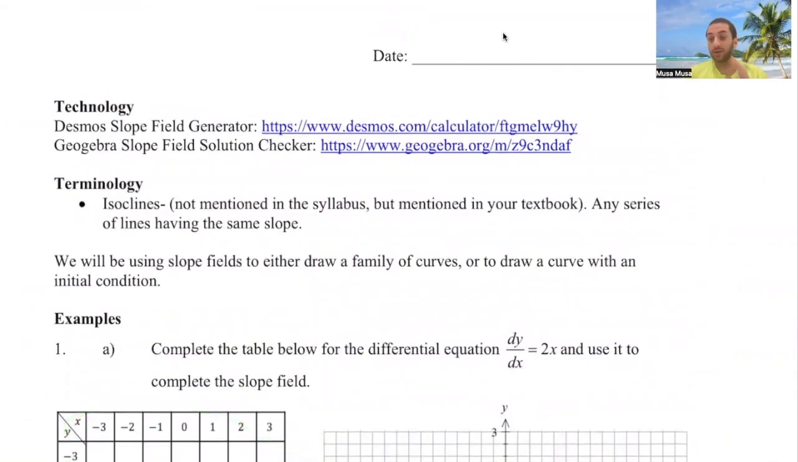Oh yeah, you can create the slope field yourself on Desmos. Just search up Desmos slope field generator or whatever, and it should pop up. You can just do it on there as opposed to drawing it out. But in the off chance that they get you to draw it in the exam, I want you to have some practice. Okay.